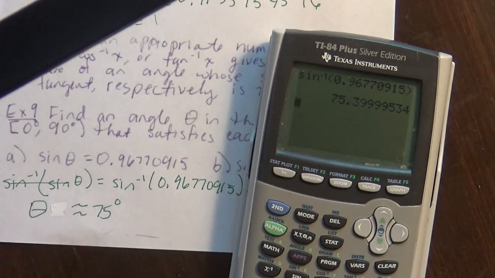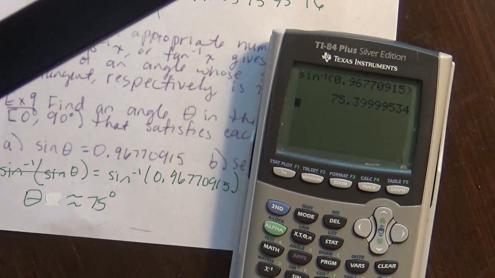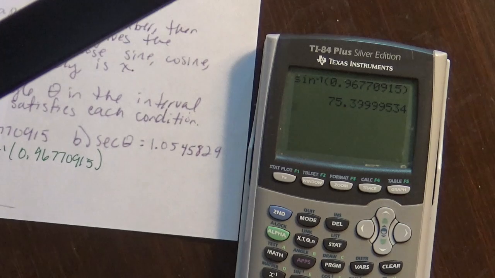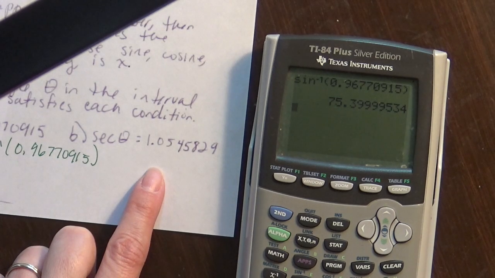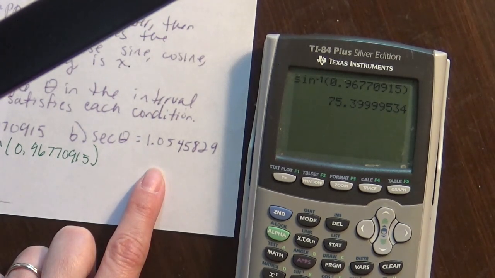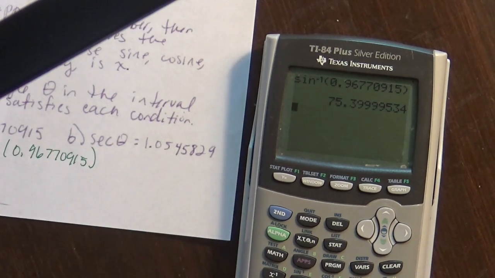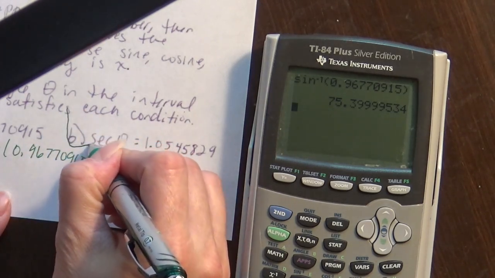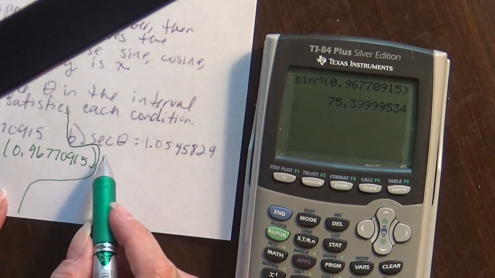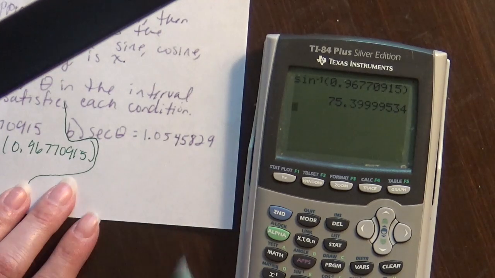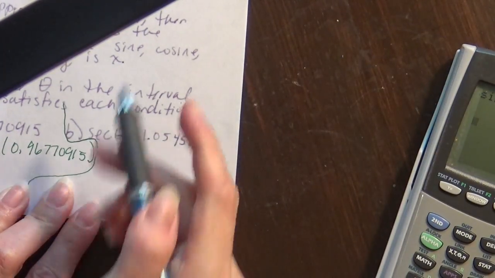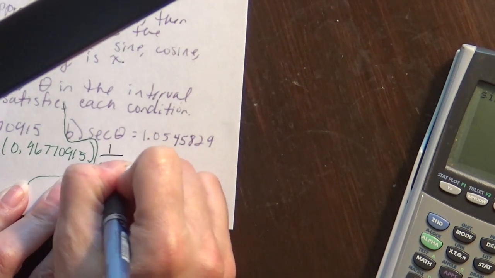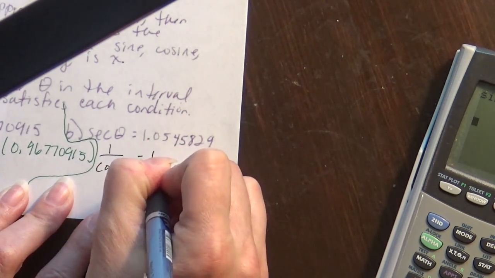Okay, for part B, secant theta is 1.0545829. Again, remember secant is not on the calculator, so you can't just type in secant inverse. But what you can do is express this in terms of cosine, because we know that secant is the reciprocal of cosine. So if we write this, we know that this is 1 over cosine theta equals all this.